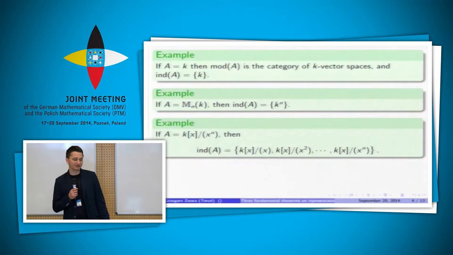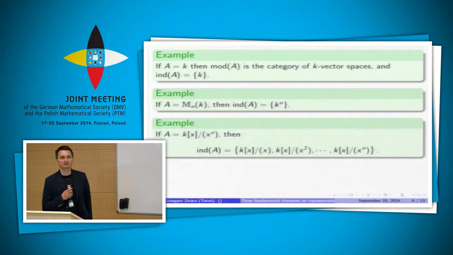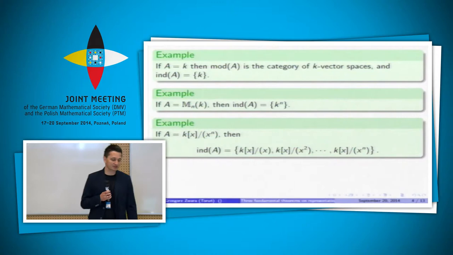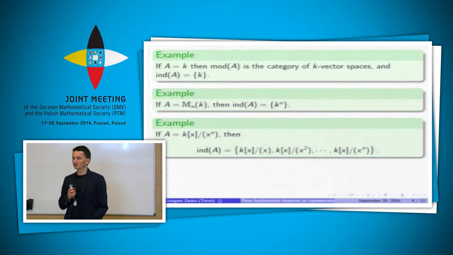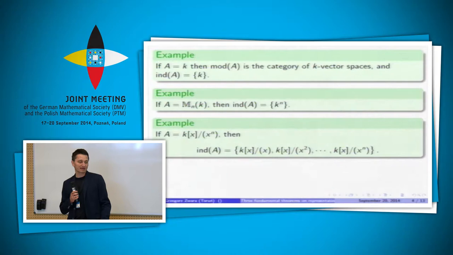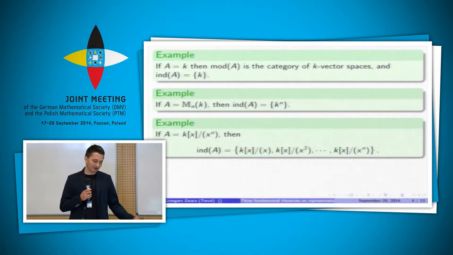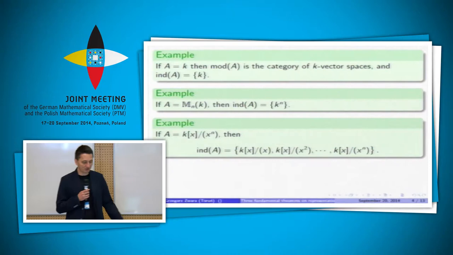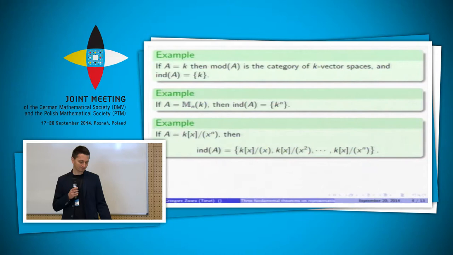A little more complicated example, namely the truncated polynomial algebra in one variable, k[x] divided by the ideal generated by x to the power n. Then you can find n indecomposable objects. They are given by k[x] divided by x to some power i, where i is not greater than n. So we have one indecomposable module of dimension one, one of dimension two, and so on, up to dimension n.